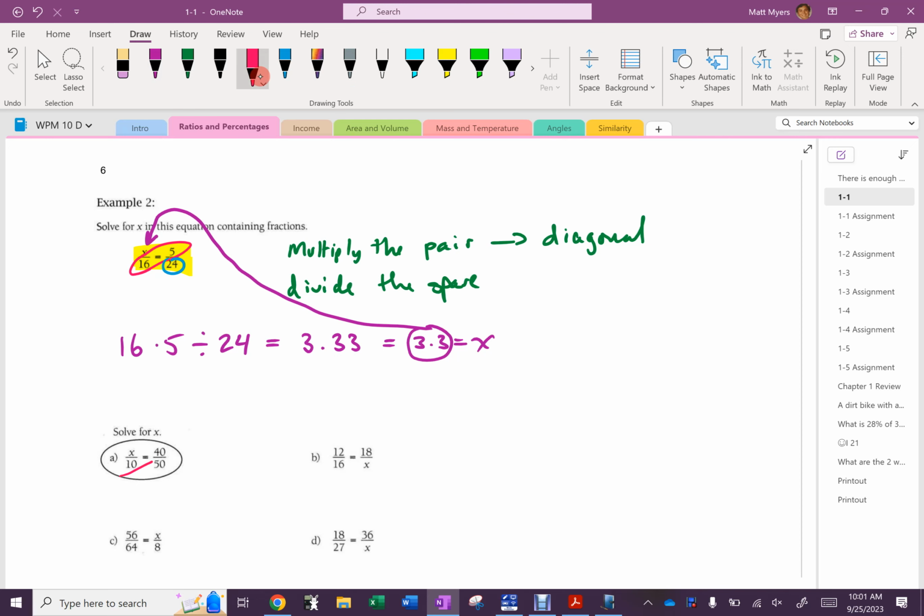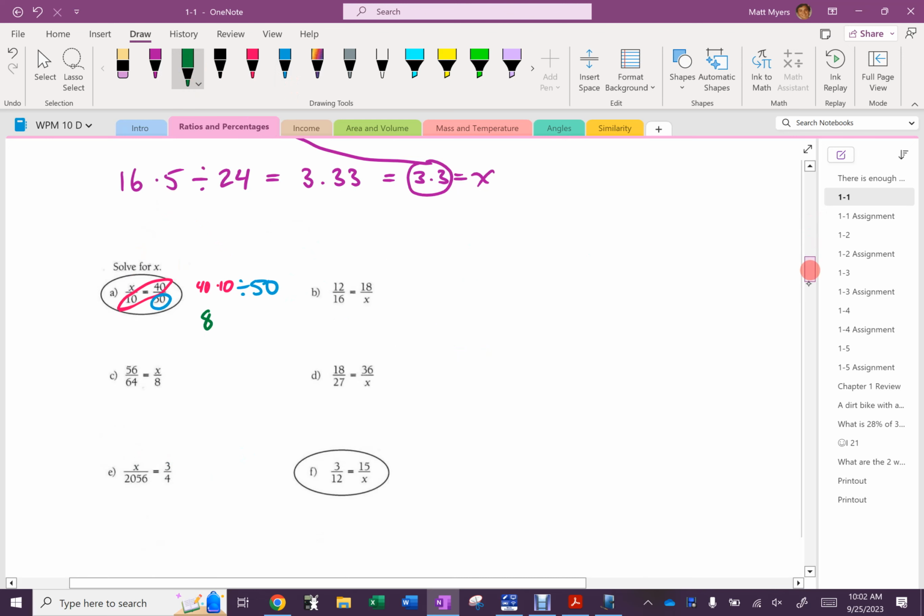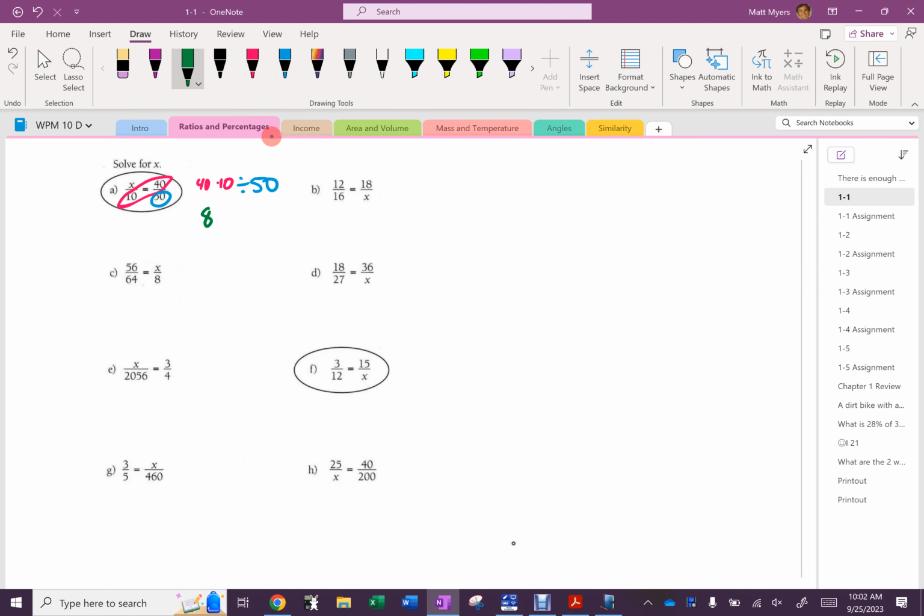There is your pair. 40 times 10. There is your spare divided by 50, which will get you an answer of 8. Because you punched it into your calculator. You will now do those 8, 7 left over.